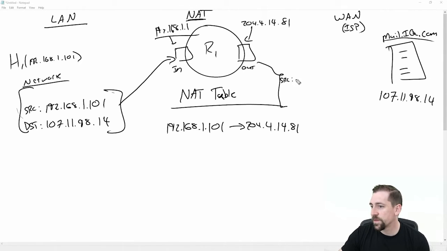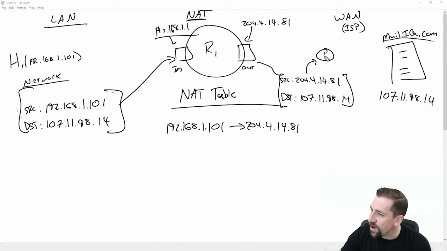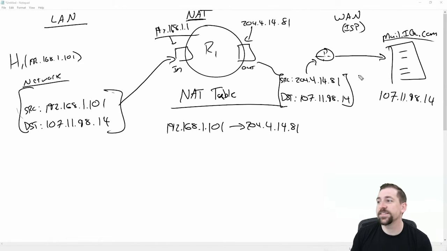Source 204.4.14.81. Destination 107.11.98.14. And so when this gets forwarded on to the next router, it just looks at the destination IP and says, oh, 107.11.98.14, I know where that goes. And it forwards it on to the mail server.